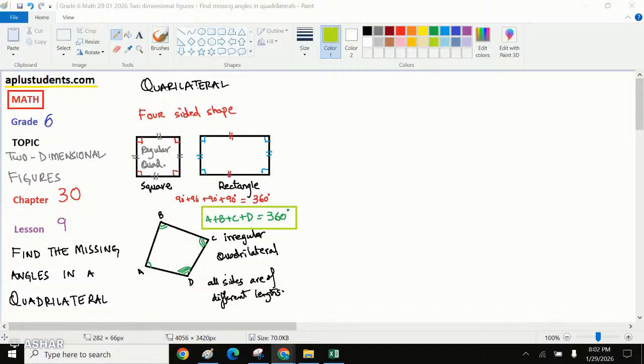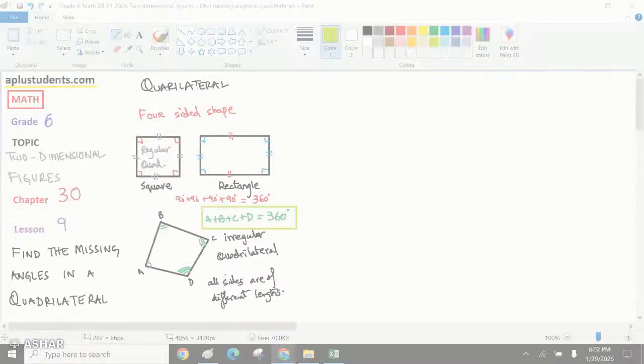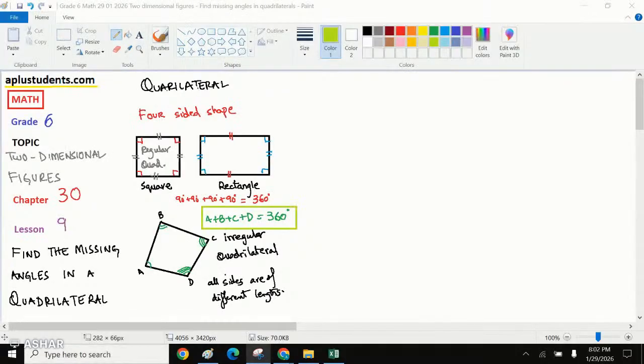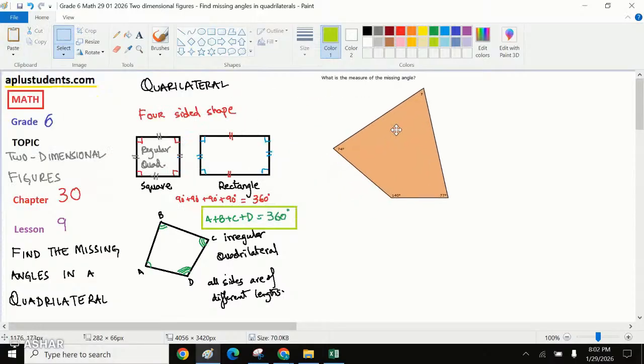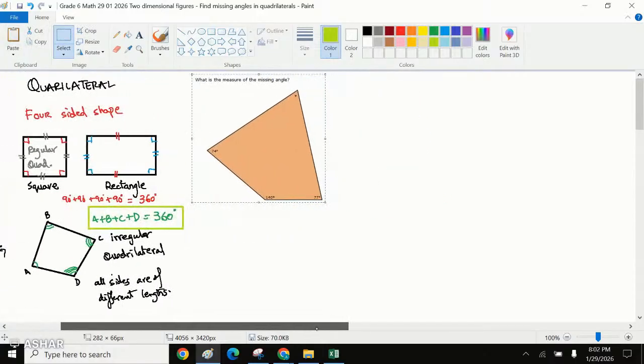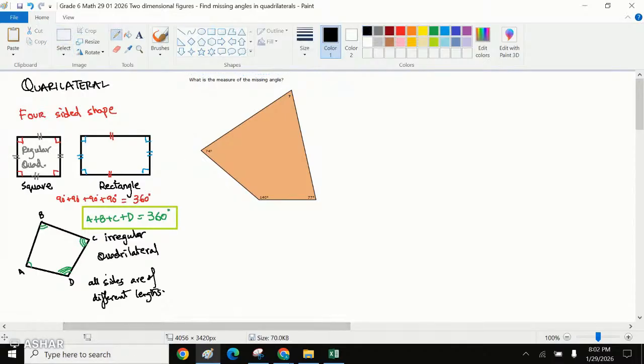Thank you, everybody. Okay, so let's look at some questions. Okay, and let's try to find the missing values. So the first question says, find the missing angle in the given quadrilateral. So this is our question number one. It asks for the measure of the missing angle. If this angle is 74, this angle we have to find, this is 140 and this is 77, right?